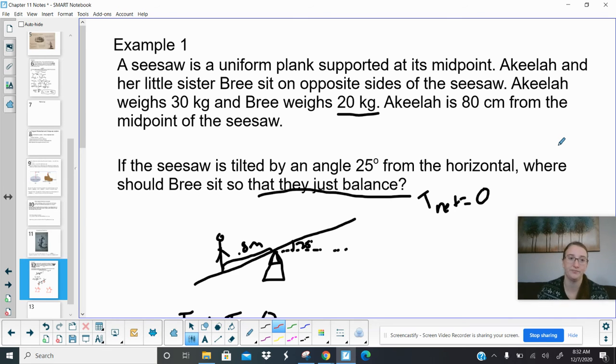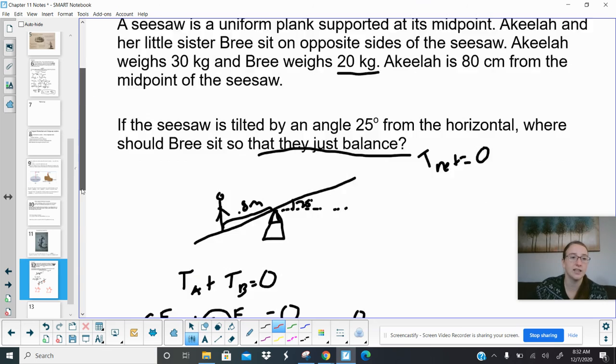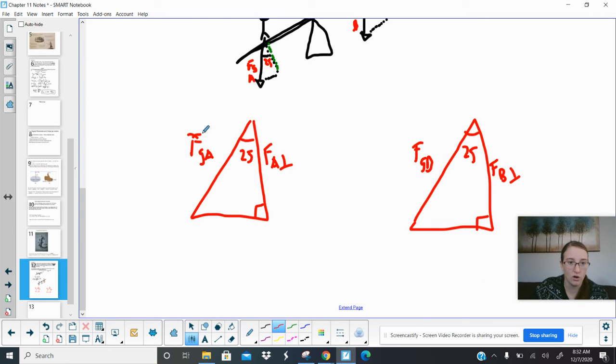Okay, so Aquila is 30 kilograms. So that means that her force of gravity is 30 times 10. Again, that's why we use 10, because it makes things so simple. So her force of gravity is 300 newtons. Bree's is going to be 20 times 10, mass times gravity, so 200 newtons.